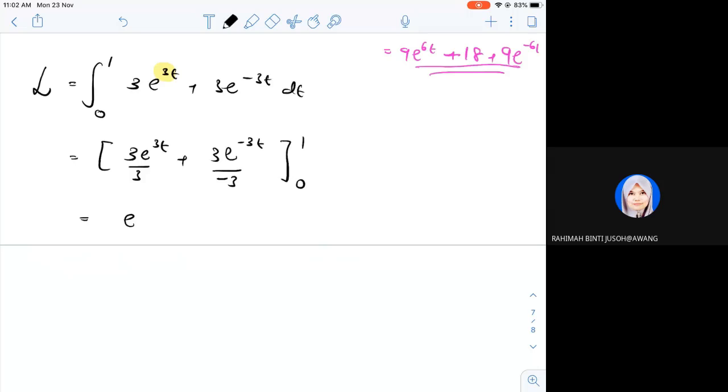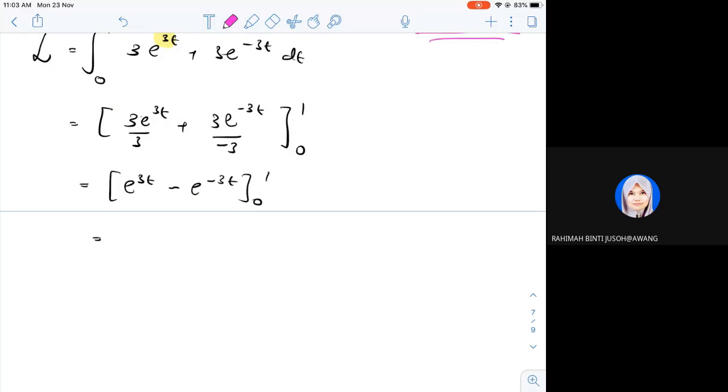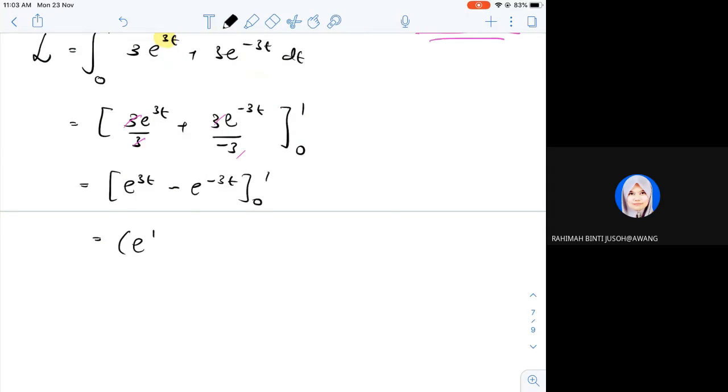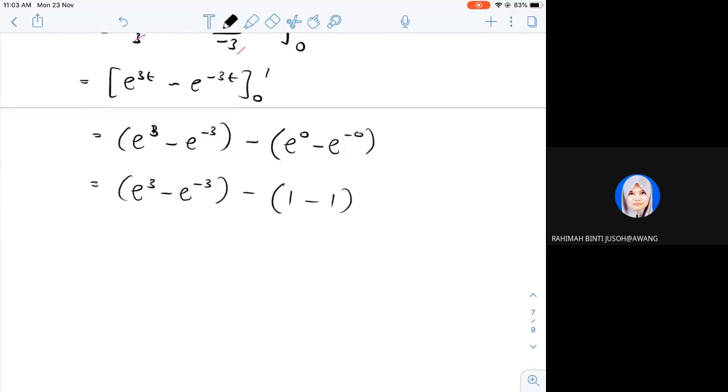So we will have exponent 3t minus exponent negative 3t from 0 to 1. Okay. Because kita cancelkan coefficient again. We get 1 and 1. And then we will have exponent 3 times 1, so should be 3, minus exponent negative 3, minus exponent 0, minus exponent negative 0. So we will have exponent 3 minus exponent negative 3 minus 1 minus 1. So of course 1 minus 1 is 0. So therefore the answer is exponent 3 minus exponent negative 3.